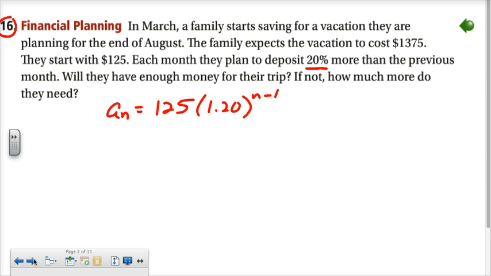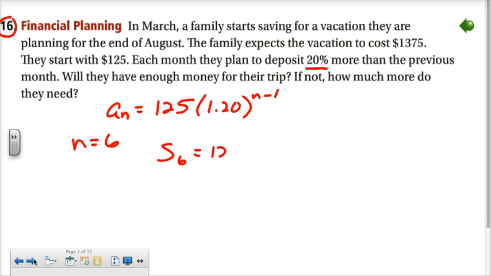Well, they're starting in March. So they want to plan this vacation for the end of August. So that'll be March, April, May, June, July, and August. So that's going to be 6 months. Since it's at the end of August, we want to count that. So n is going to be 6. And we want to figure out the sum after 6 months. Is that going to be enough?